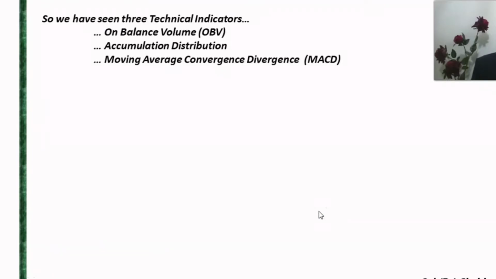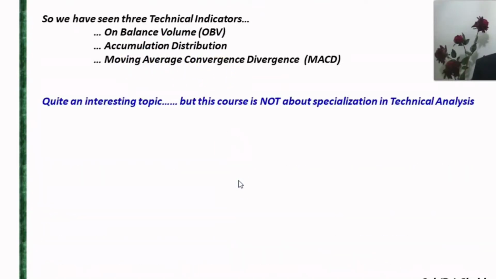So we have seen 3 technical indicators so far. One was the on balance volume or the OBV. Then we saw the accumulation distribution. And then we saw the moving average convergence divergence or the MACD.